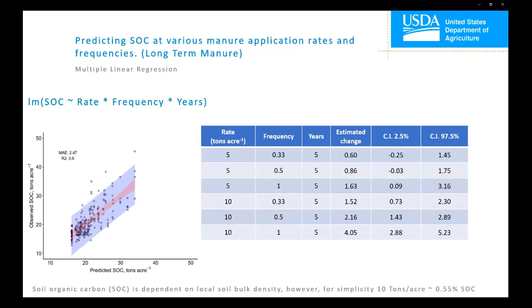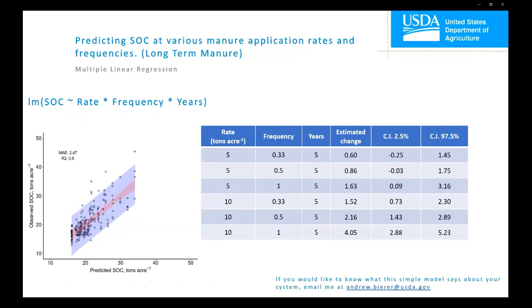The example that is shown is the modeled effect on soil organic carbon levels after 5 years of manure application at a rate of 5 and 10 tons per acre applied annually, a frequency of 1, biennially, a frequency of 0.5, and triennially, a frequency of 0.33. This is only a simple model based on our observed data, but if you would like to know what it says about your system, feel free to email me.